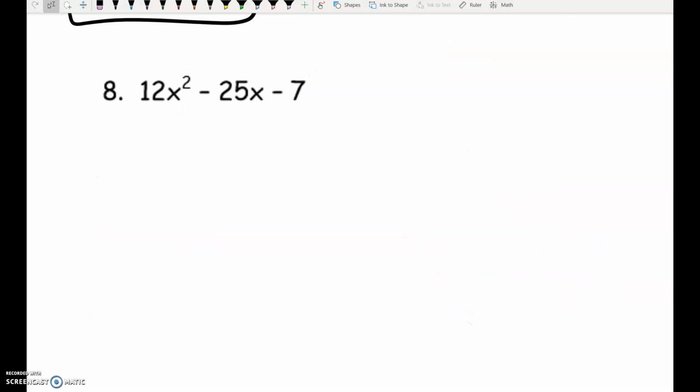Okay, I want to show you number 8 because when I was in high school, number 8, I would have looked at this one and said to my teacher, there is no way I'm doing guess and check because I'm terrified of making mistakes. And 12x squared, there's a lot of possibilities there. We could do 12x and x. We could do 6x and 2x. We could do 3x and 4x. There's lots of possibilities. So I want to show you how you can narrow down those options.